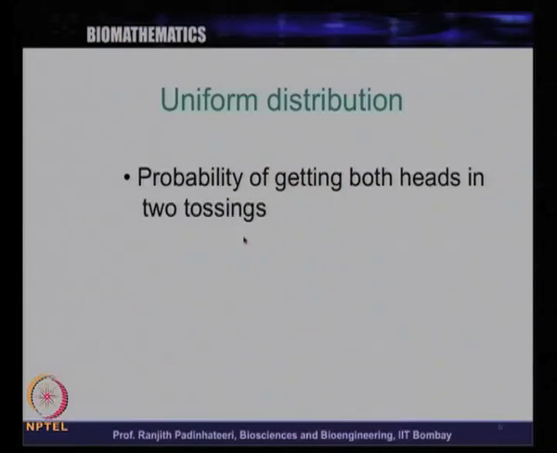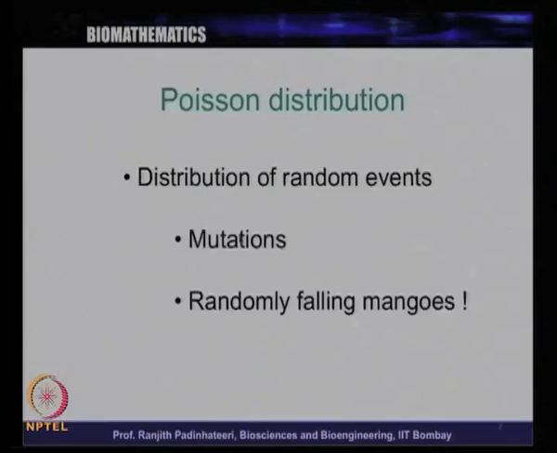Okay. So, we have the uniform distribution. Now, we are going to discuss another distribution called the Poisson distribution. The Poisson distribution is the distribution of random events. When you say random events, the immediate thing that comes into the picture is mutations. Mutation is something you can immediately think of as a random event, so something about mutations can be described by this Poisson distribution.